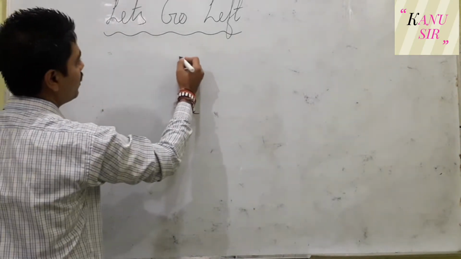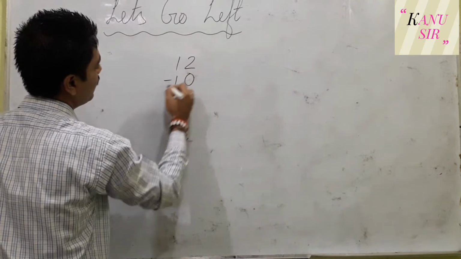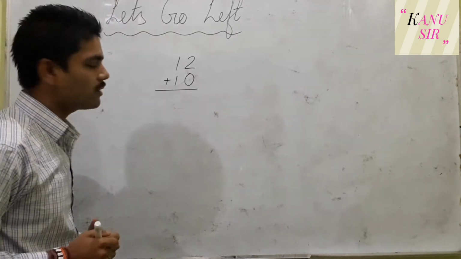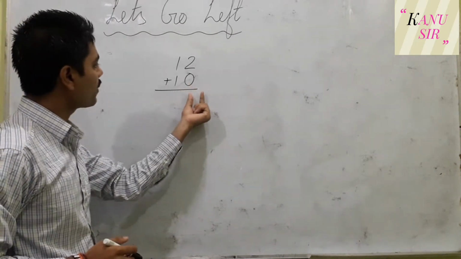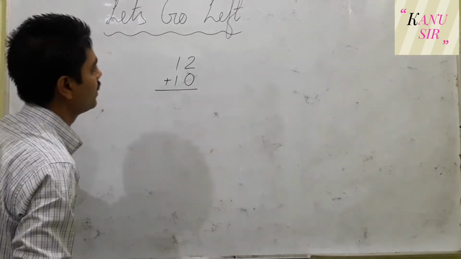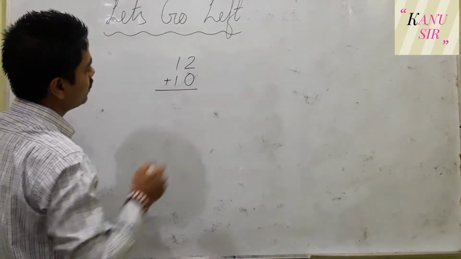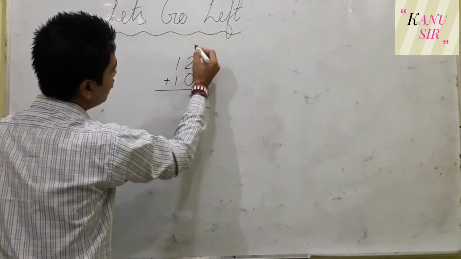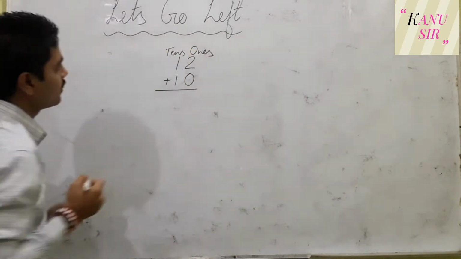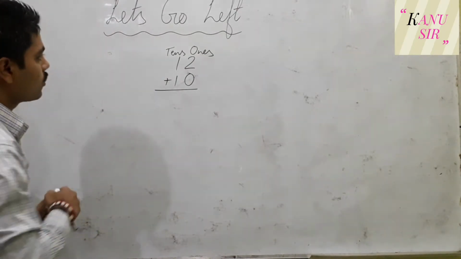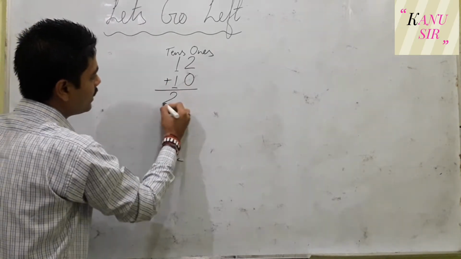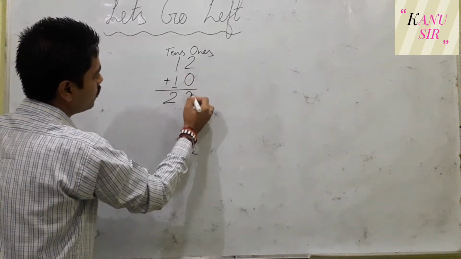Let us take the example of 12 plus 10. I will do addition first. In the addition of these two numbers, basically we go from right to left, but now we'll go from left to right. How to do it? The first term is in ones and the second is in tens, so you go from tens first. So 10 plus 10 is 20 and 2 plus 0 is 2.